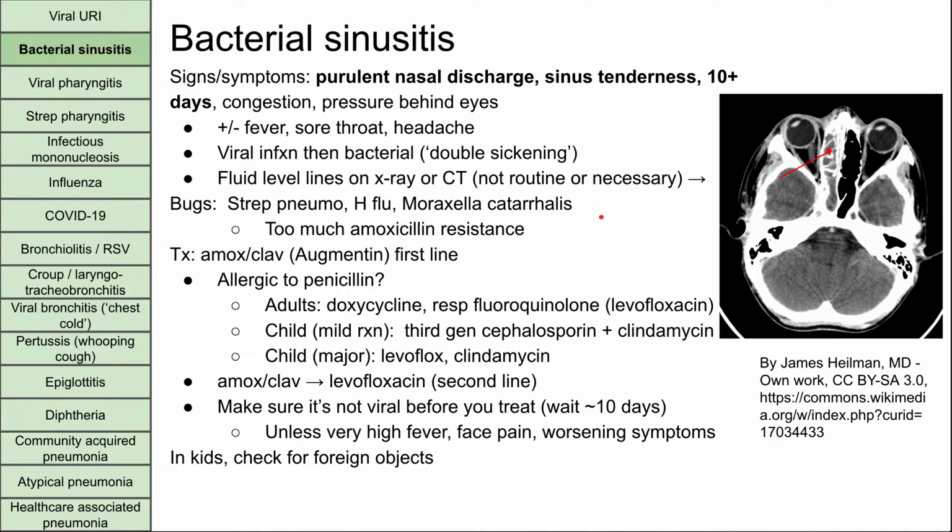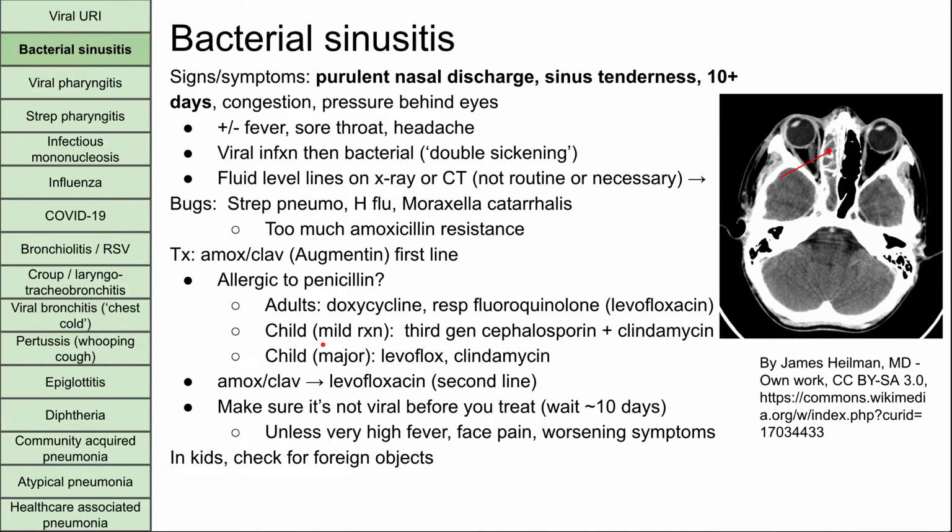There's a number of bugs that can cause bacterial sinusitis. This includes Strep pneumo, H. flu, and Moraxella. There's quite a bit of amoxicillin resistance with these bugs, so the treatment that we start with is usually Augmentin, so amoxicillin plus clavulanic acid. If you have a patient that's allergic to penicillin, what you do next depends on the type of allergy they have. In adults, if they're allergic to penicillin, just give them doxy. You can also give them a respiratory fluoroquinolone, like levofloxacin.